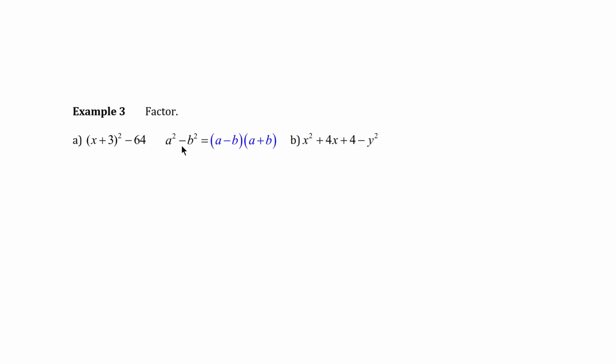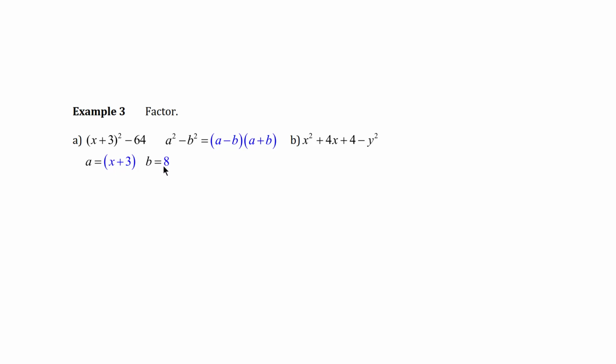To find our value for A, we take the square root of (x + 3)². This is just x + 3, so A is equal to x + 3. Next, we need to find our value for B. We take the square root of 64, which is 8, so B is equal to 8.